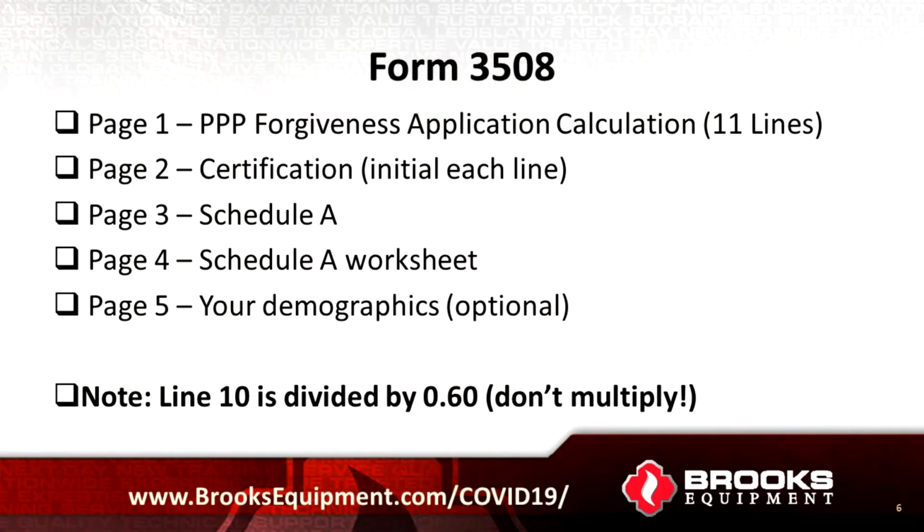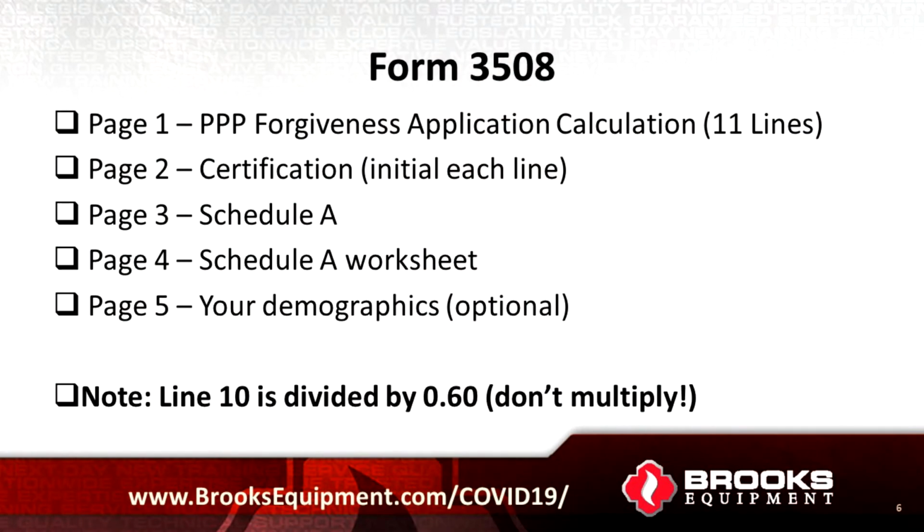The PPP loan forgiveness application was revised. You can use Form 3508 if you don't qualify to use either Form 3508S or 3508EZ. The original loan forgiveness application Form 3508 was revised on June 16, 2020. The new application is 5 pages. Pages 1 through 3 must be submitted to your bank. Page 5 is optional. Page 4 is for your records.